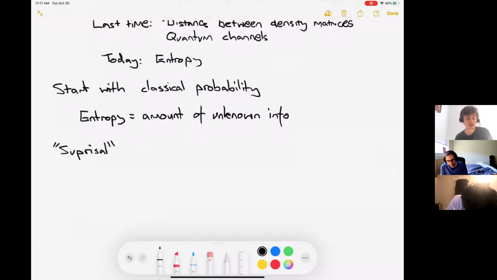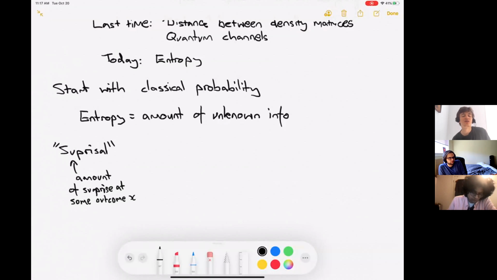Okay. And what the surprisal is meant to be is a measure of the amount of surprise you experience at seeing some particular outcome of an experiment or whatever that we can call little x. Equivalently, it's also the amount of information content that you learn by learning x. These are sort of dual notions.